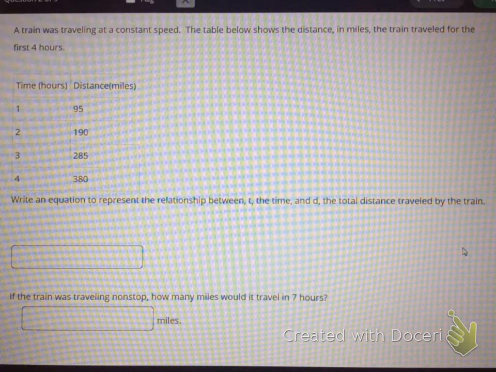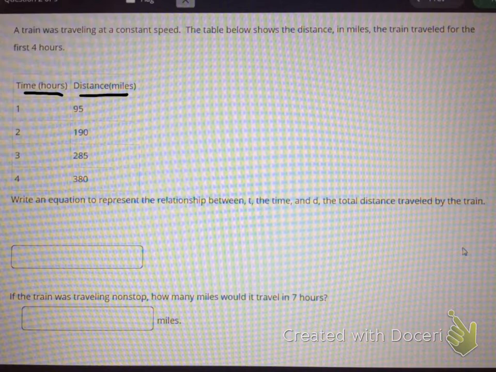Question number 2 says a train was traveling at a constant speed. The table below shows the distance in miles the train traveled for the first 4 hours. The first column shows the time in hours: 1 hour, 2 hours, 3 hours, and 4 hours. The second column shows the distance in miles with the following numbers.